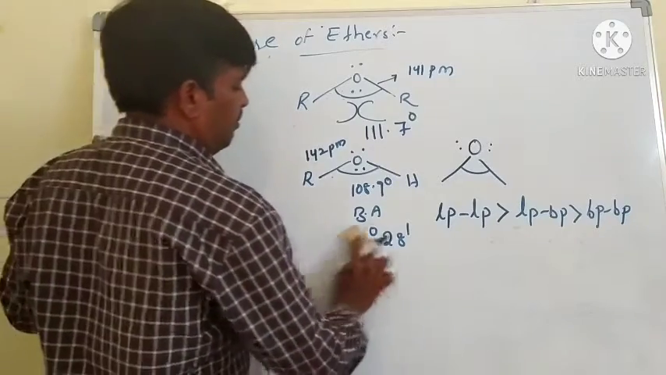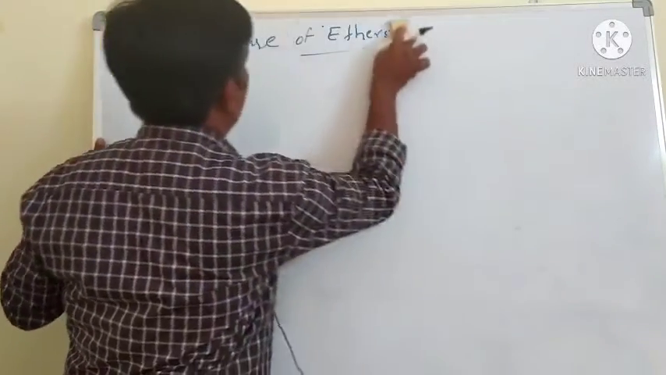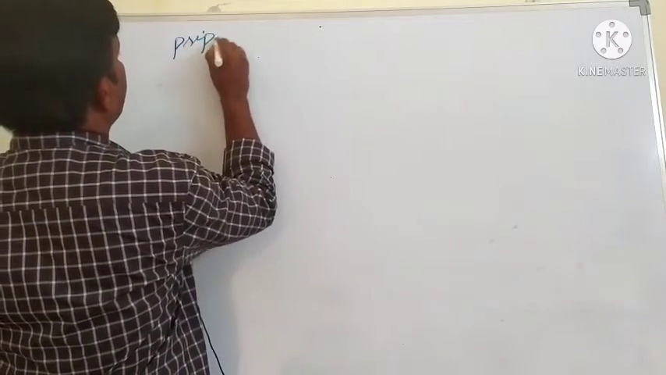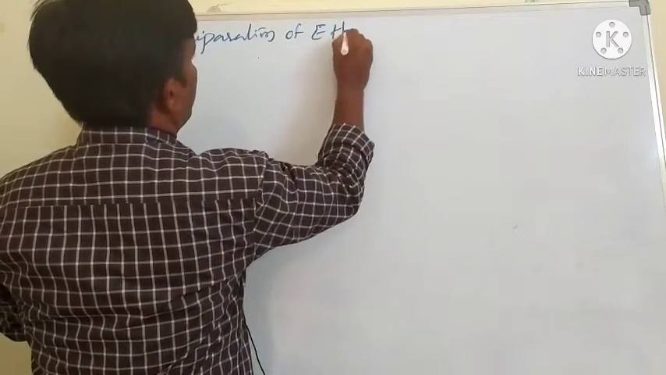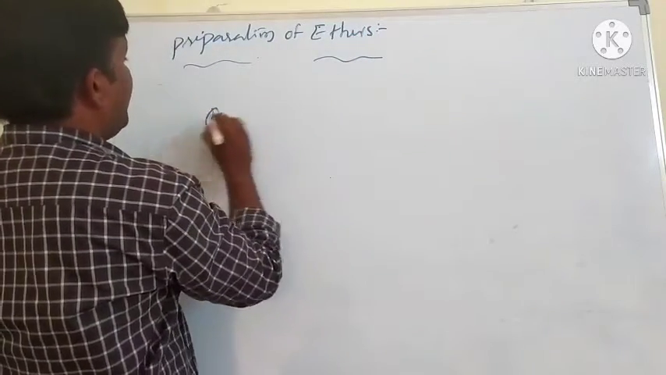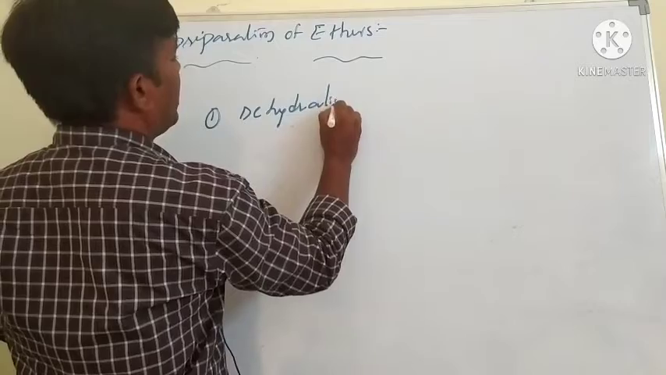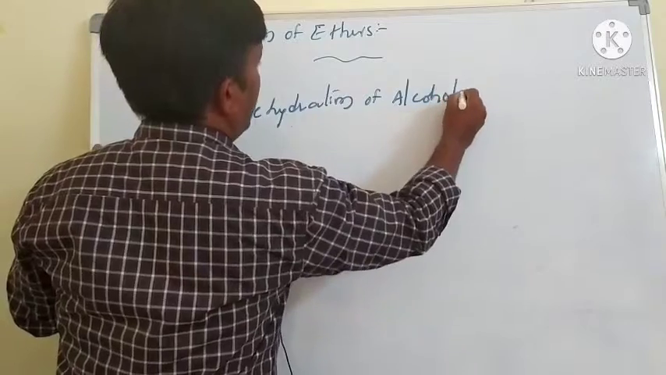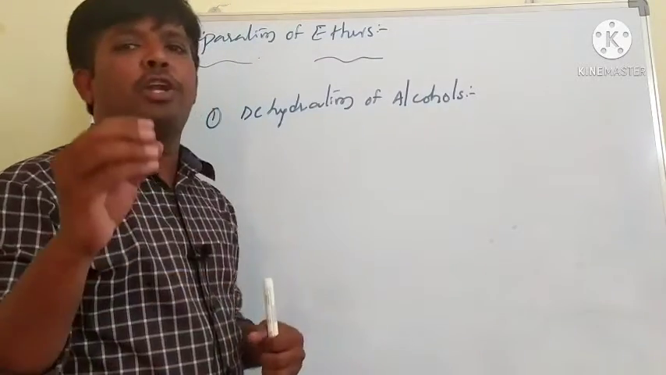Okay, then we go for the preparation of ethers. The first method is dehydration of alcohols. Alcohols undergo dehydration.